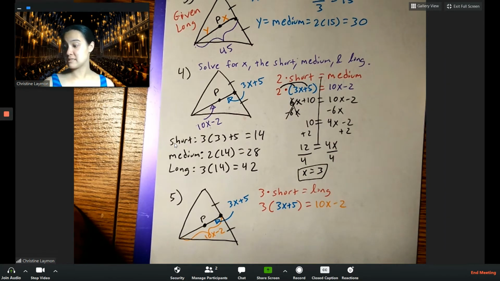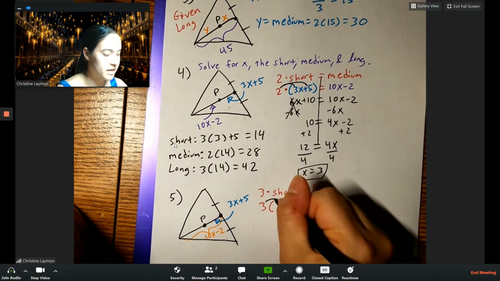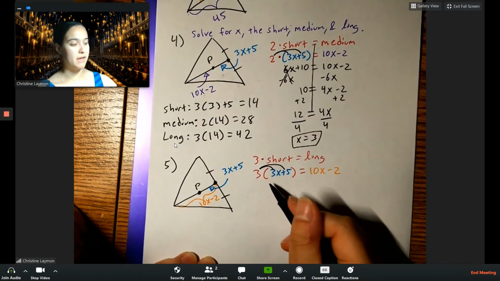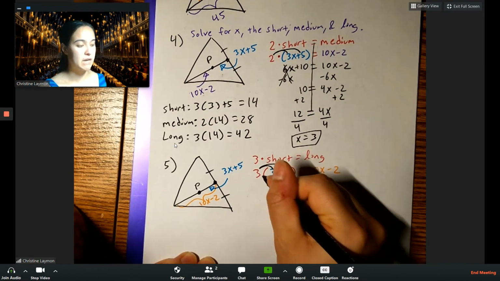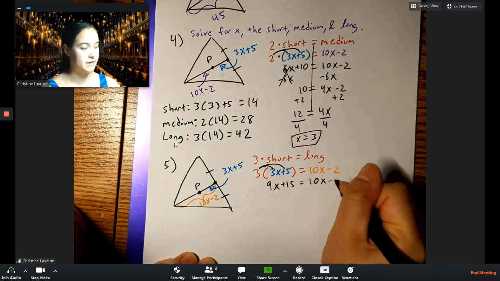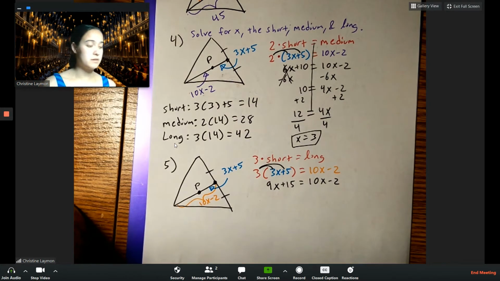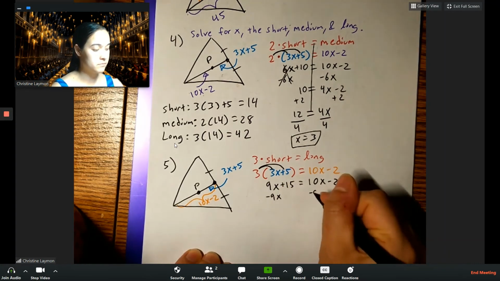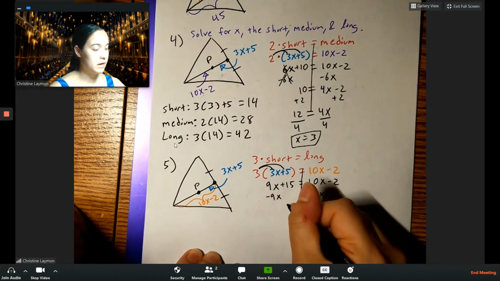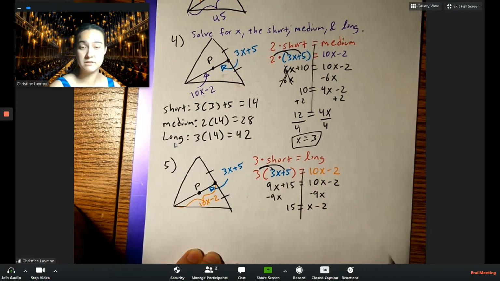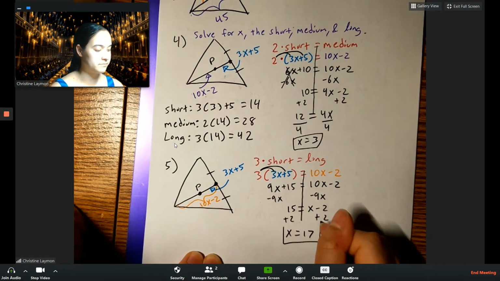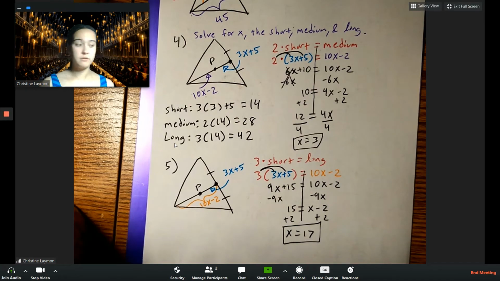And when in doubt, I'm going to say distribute. So 3 times 3x and 3 times 5. Slide this up. 3 times 3x is 9x. 3 times 5 is 15. Drop the other side straight down. I'm going to go ahead and subtract 9x from both sides. And again, if you like, draw your equal sign bar on down. I have 15 equals x minus 2. Add 2 to both sides. X is 17. Now let's go ahead and find short, medium, and long.